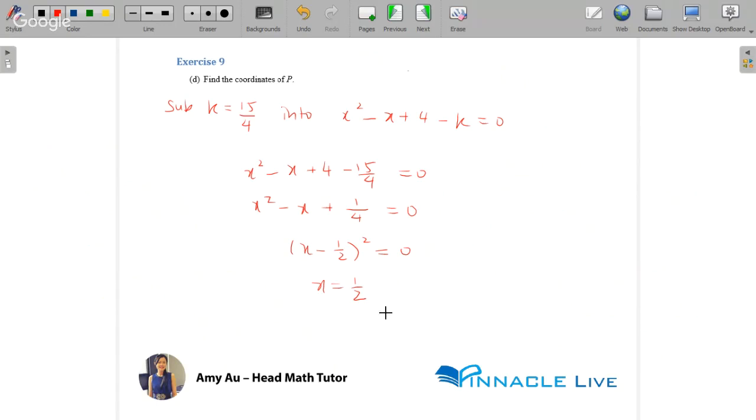So how do we find the y coordinate? You sub it back into y is equal to x squared plus 4 and work it out. So 4 1/4. All right, so therefore P is 1/2 and 4 1/4. And that's it.